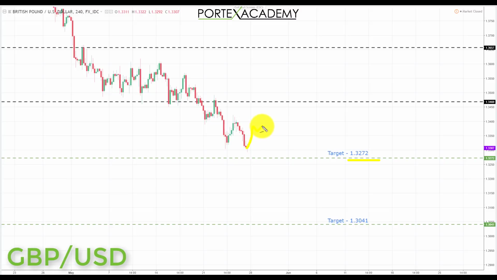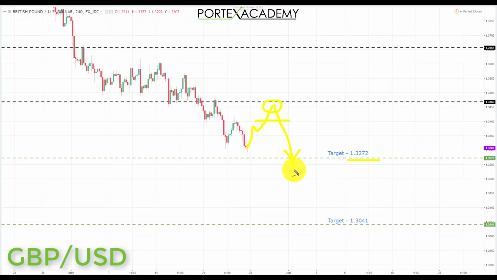So we'd need a pullback, possibly to the 1.3400 handle, but preferably if we can get a pullback and a retest of broken support turning resistance. This would once again be a great place to look to initiate shorts down towards the target 2 set from last week and next key area of support to the downside at 1.3272.